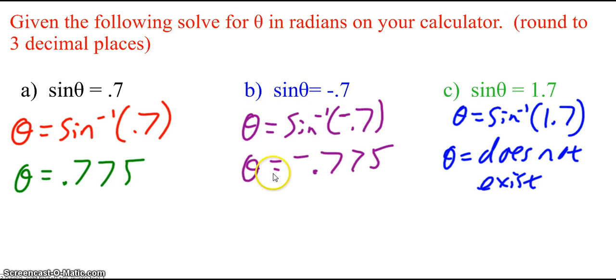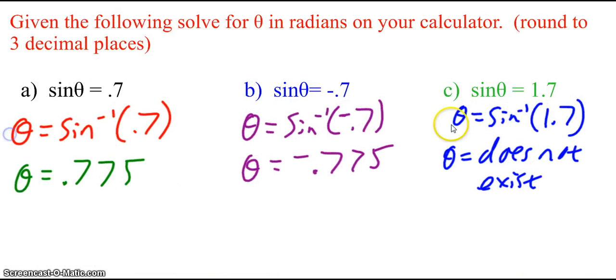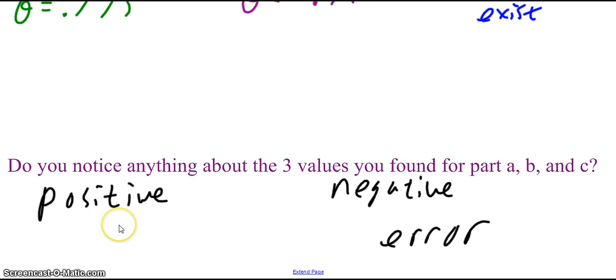Okay, so for part B, you should get theta is negative 0.775, and for C, you should have gotten an error on your calculator, which means that theta does not exist. And we'll talk about that in a second, but that maybe should make sense to you, since this value 1.7 is larger than 1. So what are some things we notice?